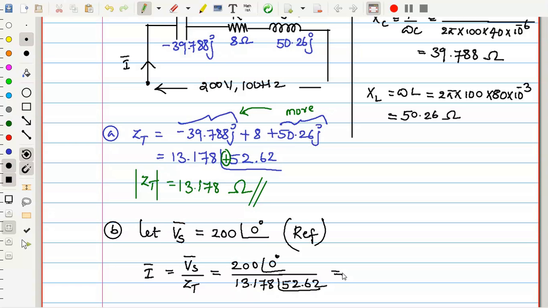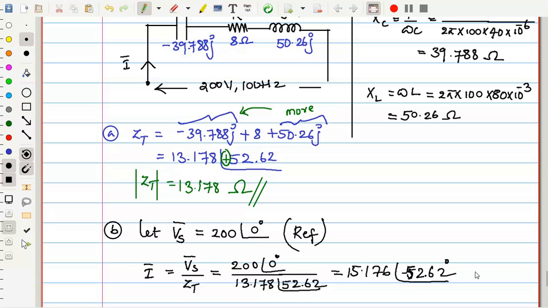200 divided by this entire thing. Is that correct? Everyone got the same thing? 178, shifted at an angle of 52.62. So I am also doing the calculations. 15.176 at an angle of minus 52.62 degrees.